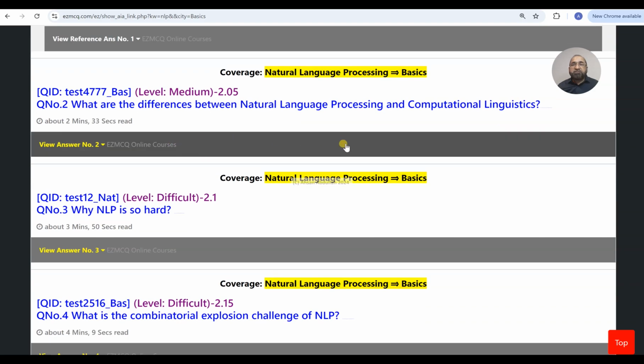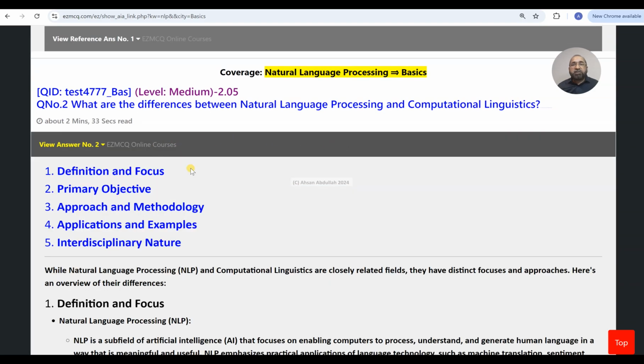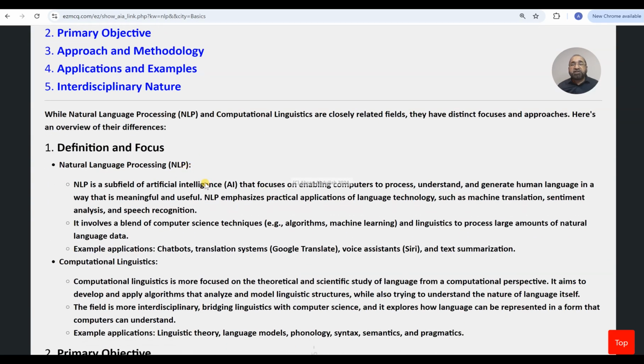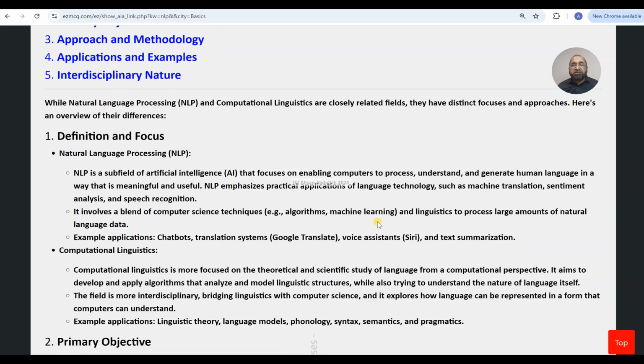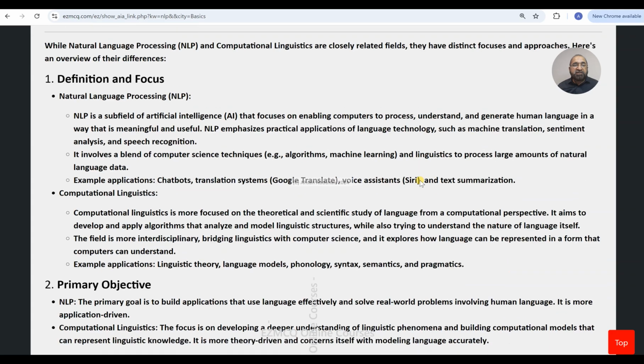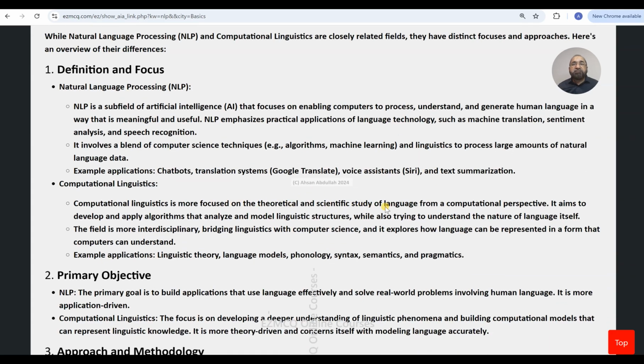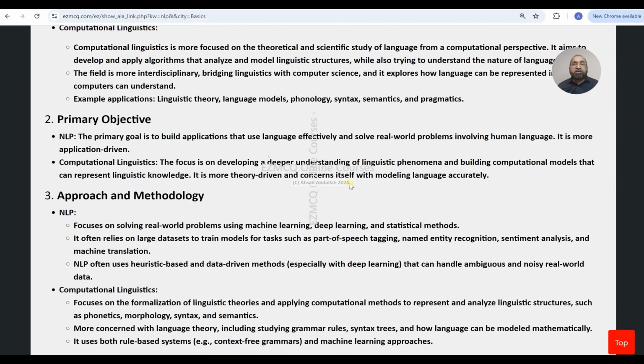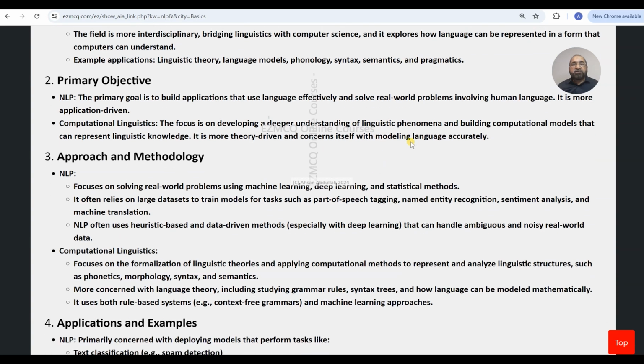So, what are the differences between natural language processing and computational linguistics? There are quite a few differences. If you look at the definition, natural language processing is a branch of artificial intelligence. That is not the case for linguistics. NLP works with algorithms and machine learning, solving real life problems and understanding what we are saying. Computational linguistics is the theoretical and scientific study of the knowledge and linguistic structure, bridging linguistics with computer science. We explore interesting things, but the primary objectives are very different. The primary objective of NLP is to use language effectively with machines to solve real world problems. Linguistics is a deeper understanding of language phenomena.